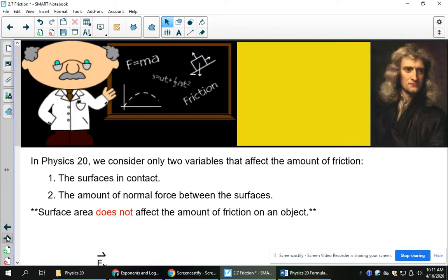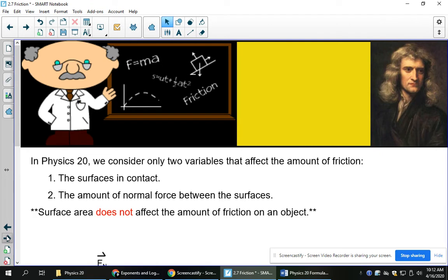So in Physics 20, we consider two variables that affect the amount of friction that an object has. So the surfaces in contact. There's a very different force of friction if you're standing on ice than there is if you're standing on sand. These are two different surfaces that have different amounts of friction. The second thing is the amount of normal force between the surfaces. And if you recall from last week, normal force is essentially perpendicular to the surface. If we're on perfectly horizontal surfaces, it's the opposite of the force of gravity. So it's essentially mg, just in the positive direction instead of the negative direction.